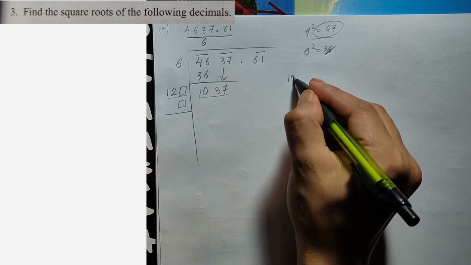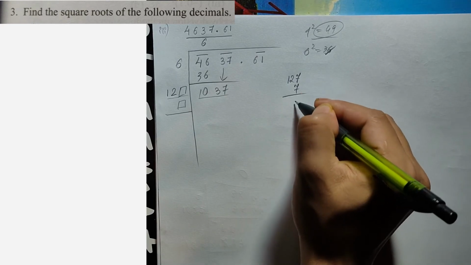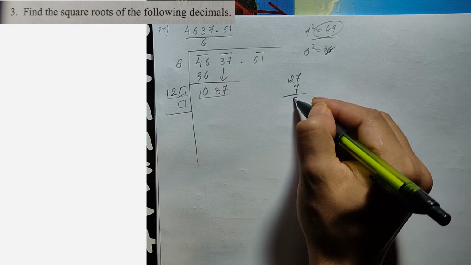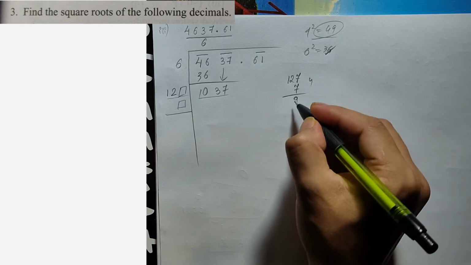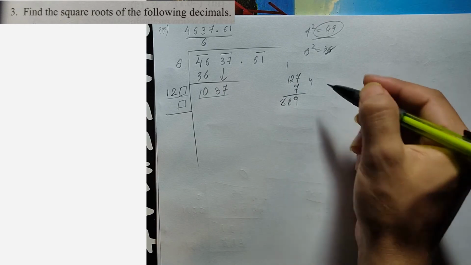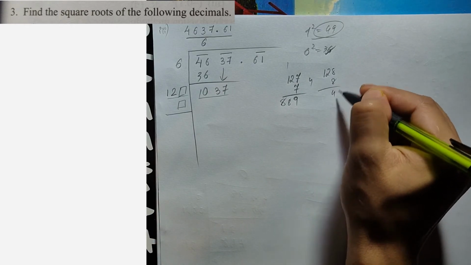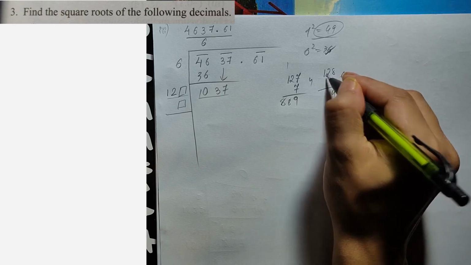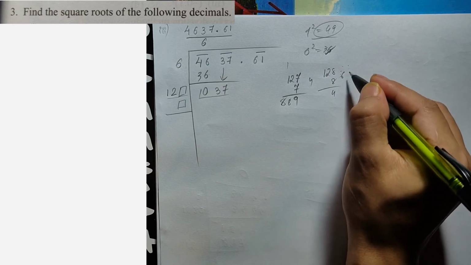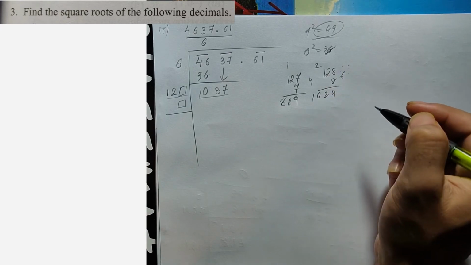So let us see. So 127, let's say. So 7 7s are 49, so 7 2s are 14, 14 plus 4 is 18, 1, 7 1s are 7, 8, 889. Let's take another number, 128 into 8. So 8 8s are 64, 4 carry 6, 8 2s are 16, 22, 2 carry 2, 8 1s are 8, 9, 10, 1024.